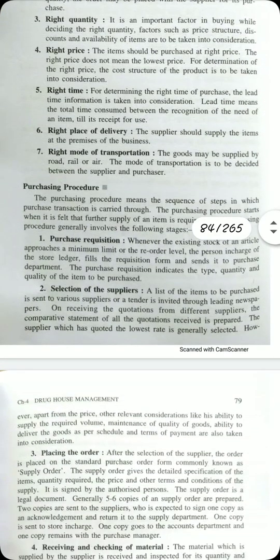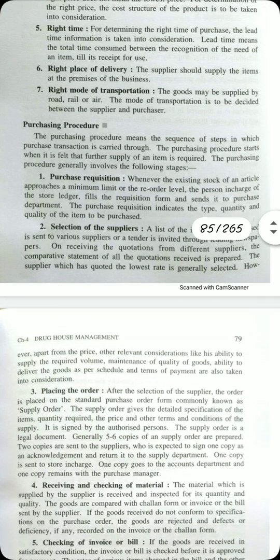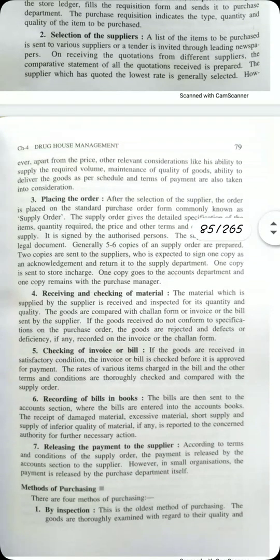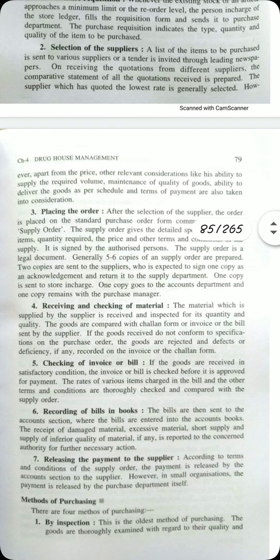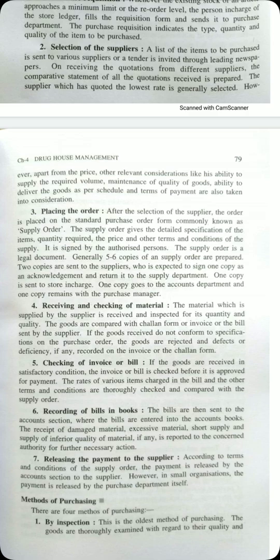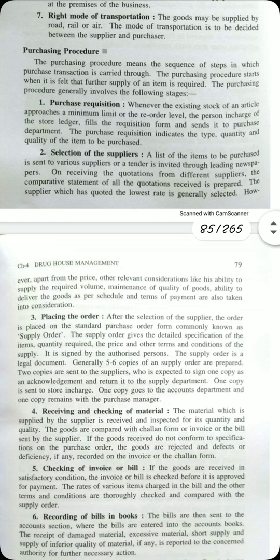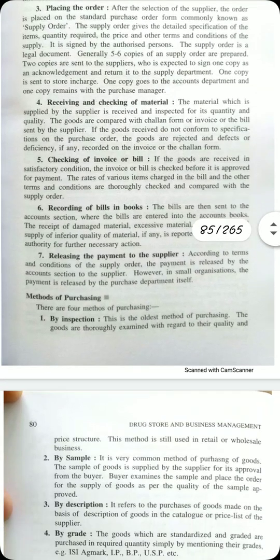Then next is the purchasing procedure. What is the procedure for purchasing? First is purchase requisition, then selection of suppliers, placing the order, receiving and checking the material, checking of invoice or bills, recording of bills in books, and the last one is releasing payment to the supplier. This is the procedure of purchasing.